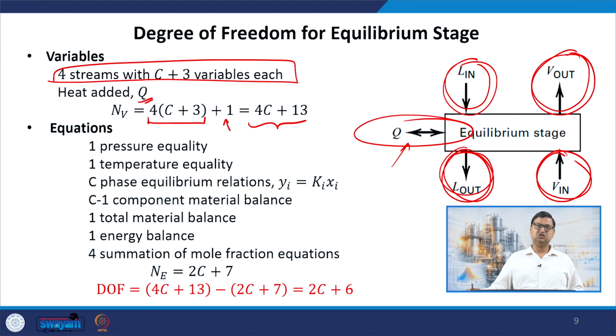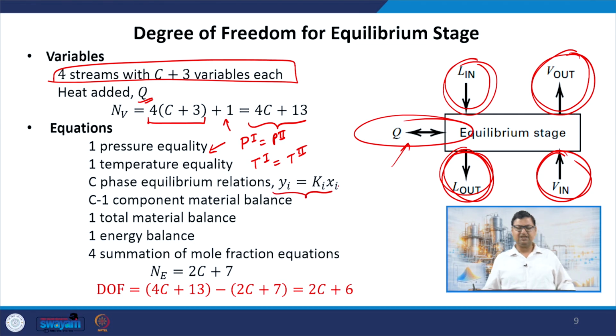And what equations do we have? So we have a pressure equality, that is something like, for the two phases, P1 equal to P2, we have a temperature equality, T1 equal to T2, and then we have the phase equilibrium relation that comes from essentially mu i in phase 1 is equal to mu i in phase 2, but now we have a simplified way of writing it in terms of the mole fraction, right.